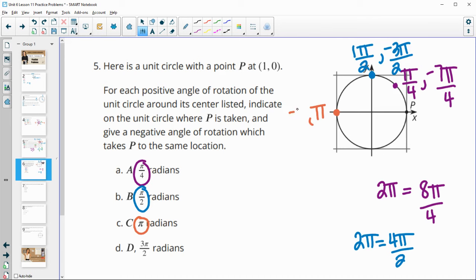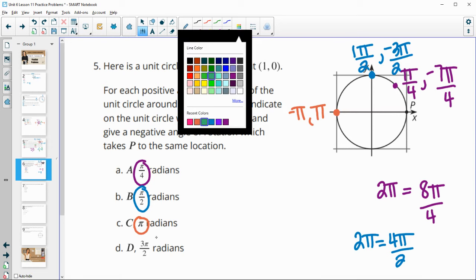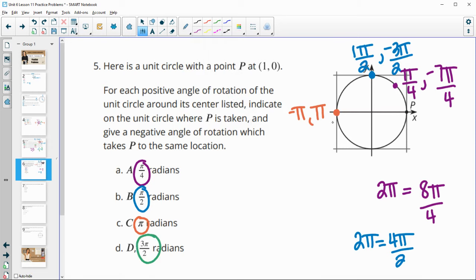And then this would be a negative pi. So 1 and 1 gives you 2 pi. So pi this way or negative pi that way gets you to the same spot. And then 3 pi over 2. So 3 pi over 2 is here. So that's the positive 3 pi over 2 rotation. And so now that's going to go with a negative pi over 2. So if we go 3 pi over 2 this way or we go pi over 2 backwards, we would get to the same spot.